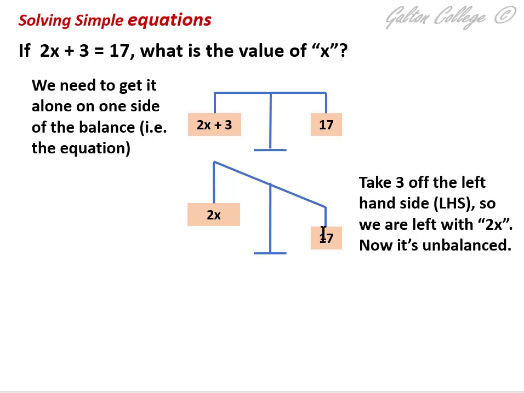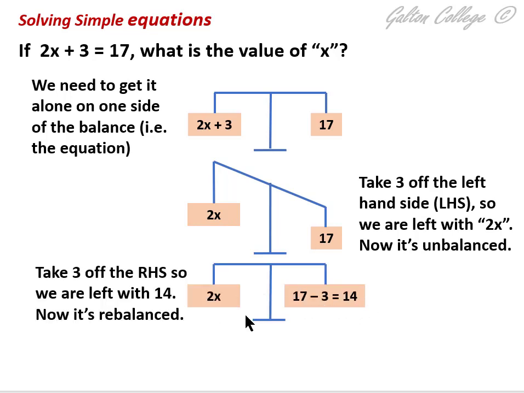What we need to do to get the balance back is, we took 3 off here, we need to take 3 off here. So now we've got the balance back, because we've got 17, and we take away 3, we've got 14 here. So now we've got 2x equals 14. It's balanced. This is balanced up here on the top, and this one's balanced. So we've still got an equation now.